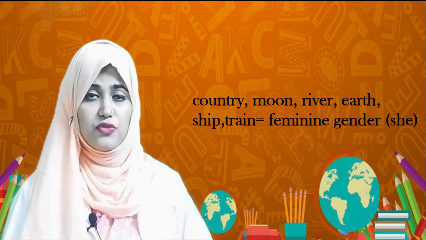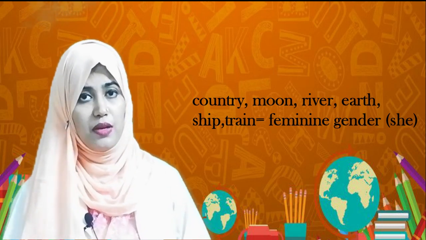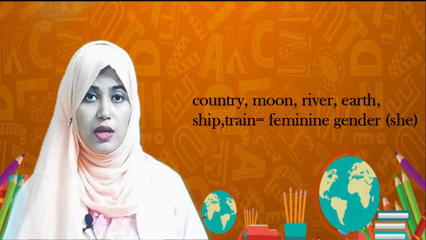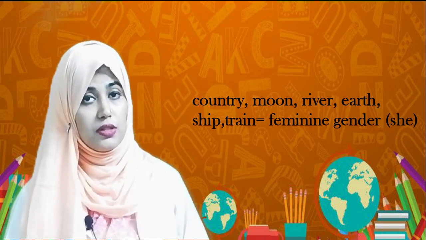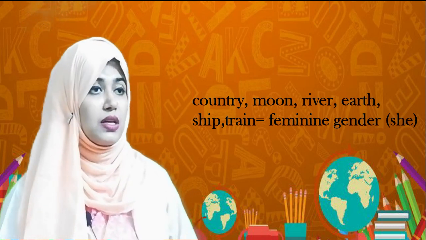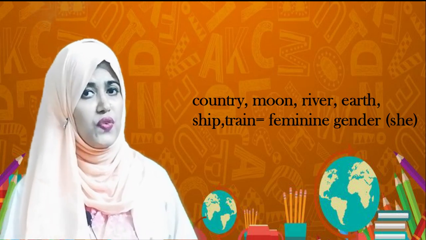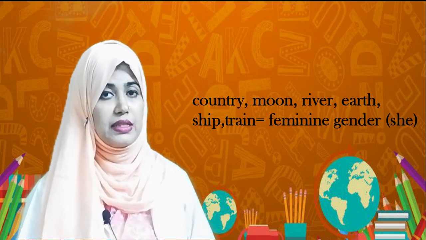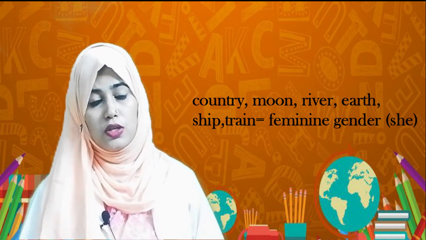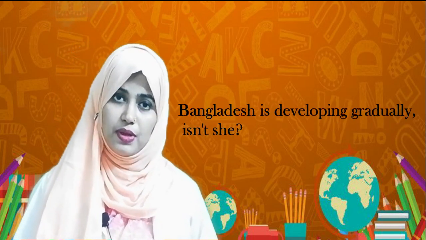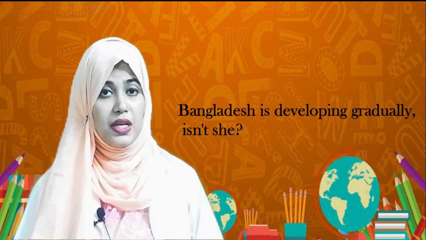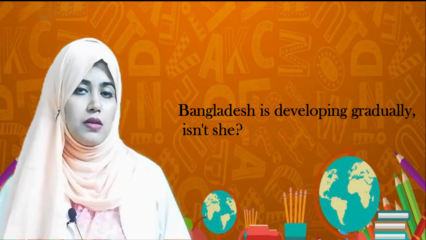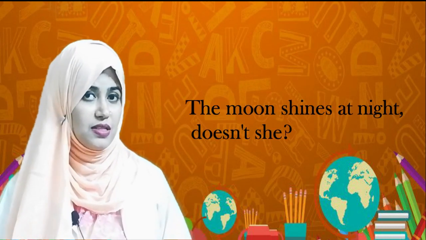Now let's know about some nouns that suggest feminine gender. This is also very important as we are using the pronoun of the subject or the noun. For example, country, moon, river, earth, ship, train. These are feminine genders. So we have to use she as the pronoun of the tag. For example, Bangladesh is developing gradually, isn't she? The moon shines at night, doesn't she?